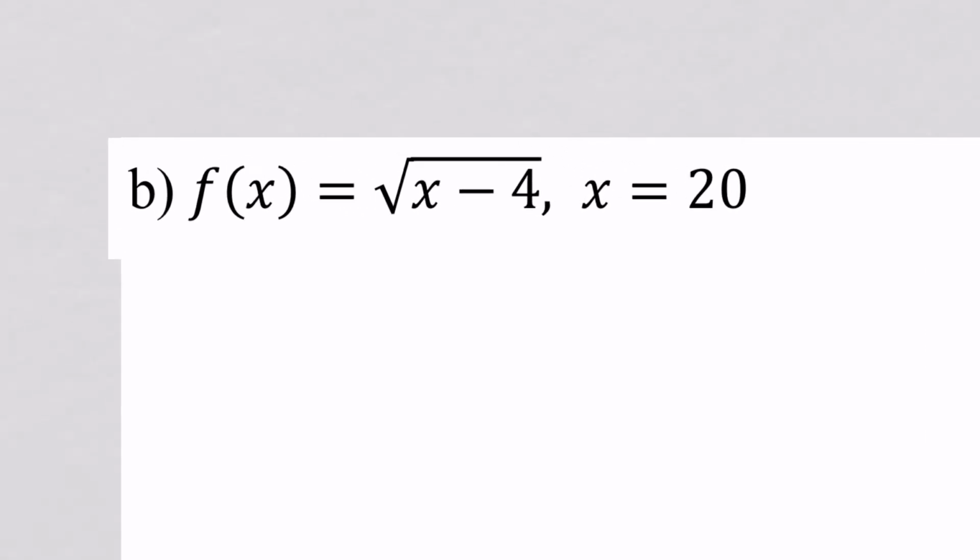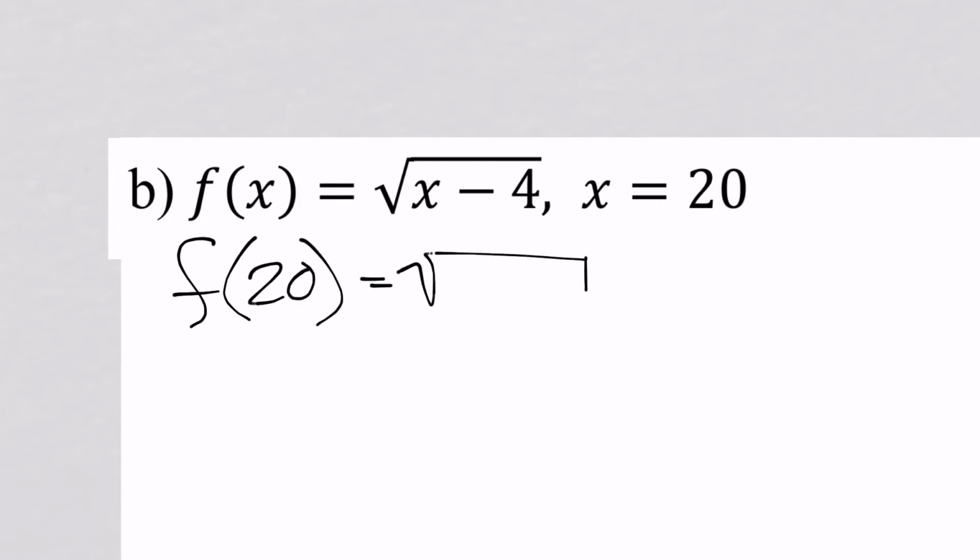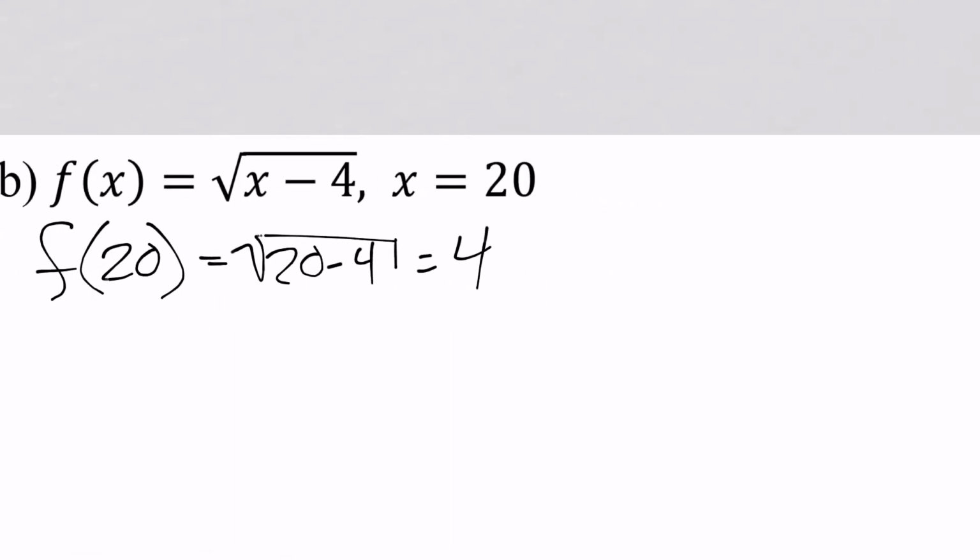All right, problem 1b, same idea. Want to write the equation of the tangent line. In order to do so, we need to find the point and the slope. So to find the point, we need to plug in our x value, which is 20. So we'll get the square root of 20 minus 4 equals square root of 16 equals 4. So we have our point at (20, 4).